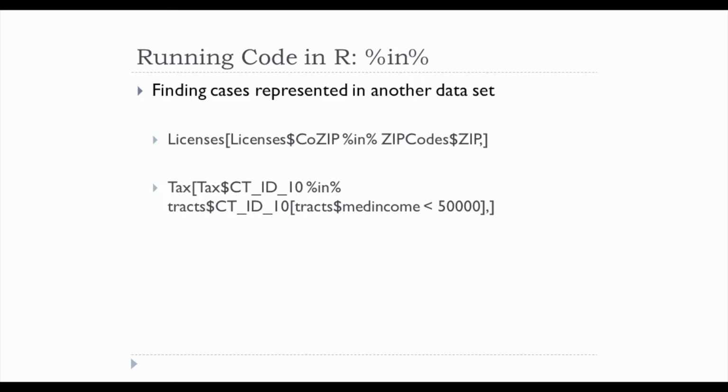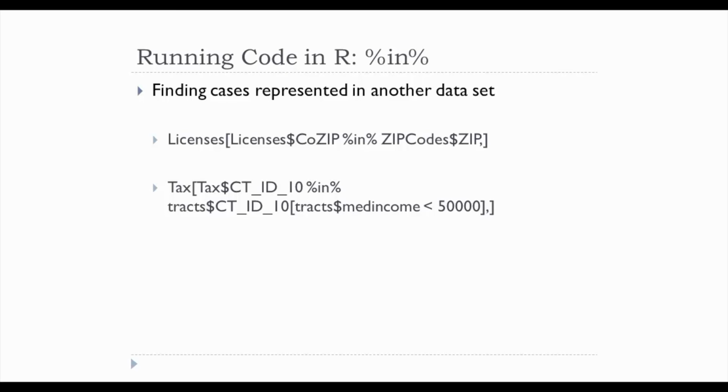Take the first example. We see here that licenses is being subset to all those for whom co-zip occurs within the zip code column of another file that contains all the zip codes in the city of Boston. Co-zip is the zip code of contact for the owner of a business, and what this essentially does is identify all of the licenses whose owner is contactable at a zip code within Boston from those that are not, as an estimate of locality. This second example is a little bit more complicated, but also very useful.